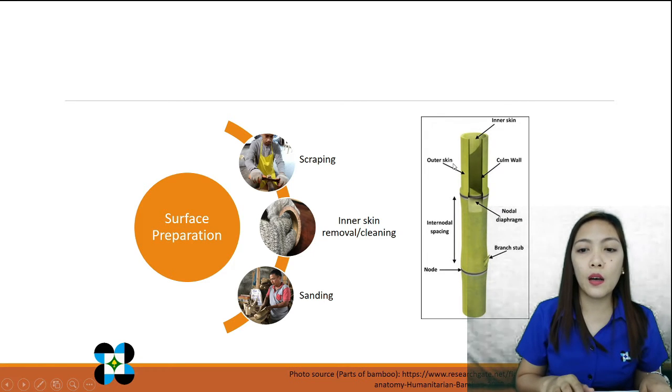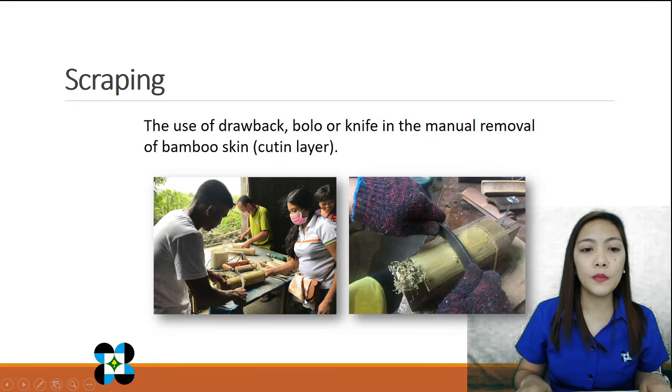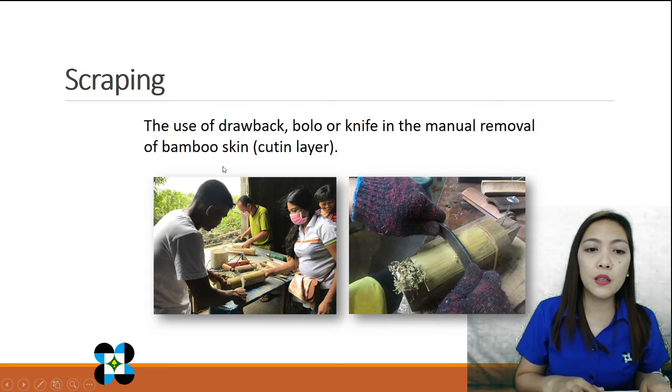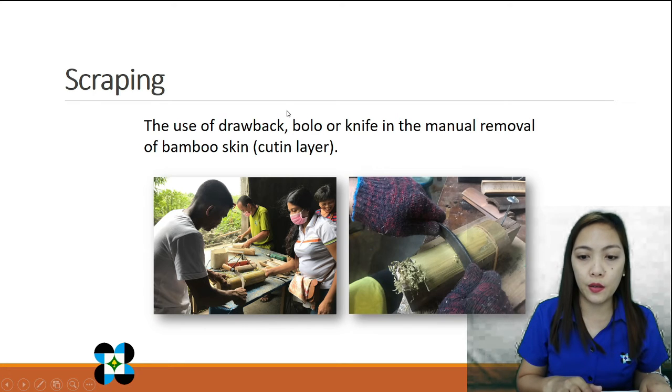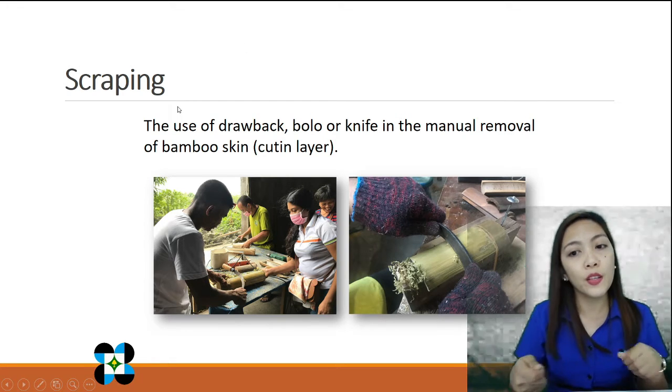So for that to happen, we have to first scrape the outer skin or yung coating layer. We do also followed by removal ng skin or by cleaning. And finally, yung sanding. So, scraping is the use of drawback, bolo, or knife in the manual removal of bamboo skin or yung coating layer. So, the general method ng pag-remove ng skin sa Philippines is via scraping. It's manual labor.